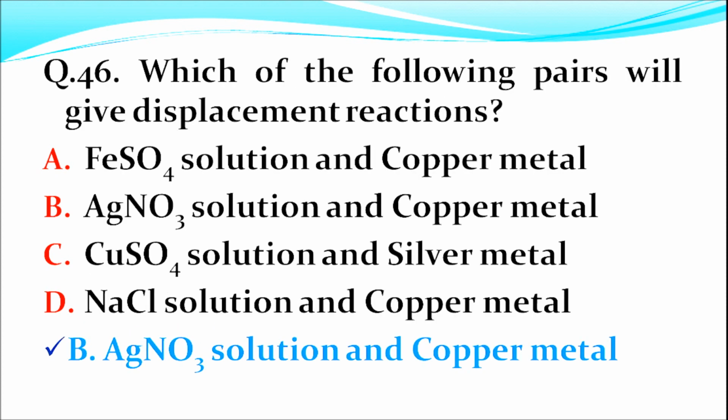Which of the following pairs will give a displacement reaction? Option A FeSO4 solution and copper metal. Option B AgNO3 solution and copper metal. Option C copper sulfate CuSO4 solution and silver metal. Option D NaCl solution and copper metal. Which pair gives a displacement reaction? Correct answer is option B. Silver nitrate, AgNO3 solution and copper metal give a displacement reaction.